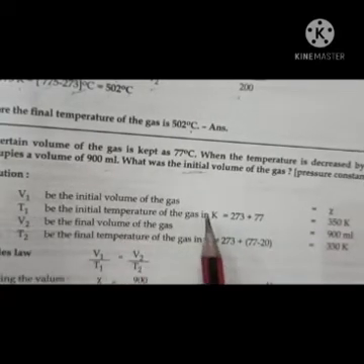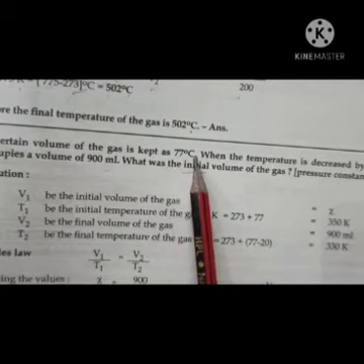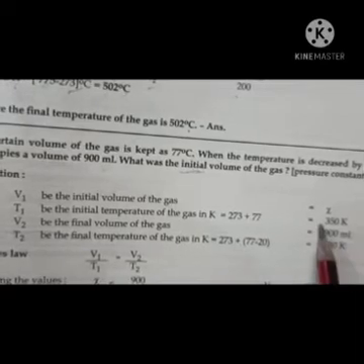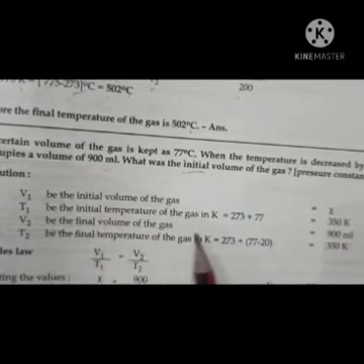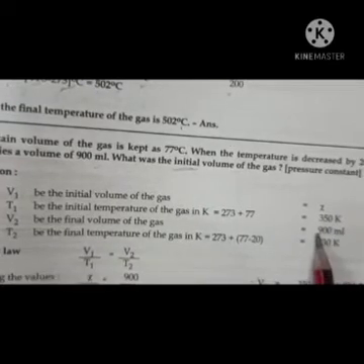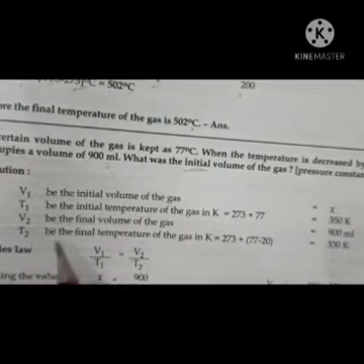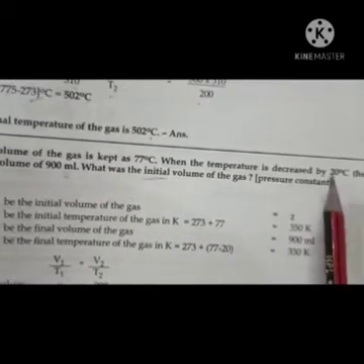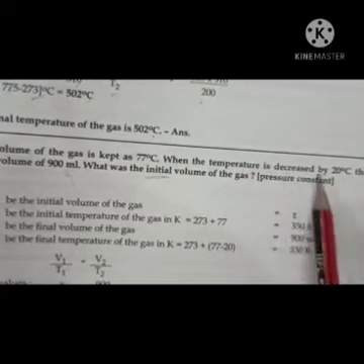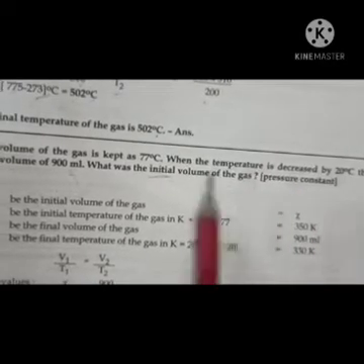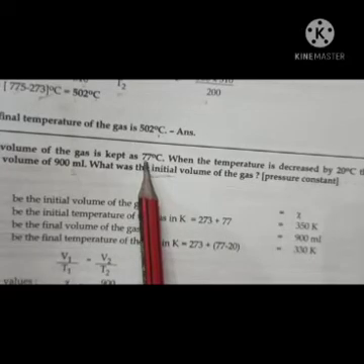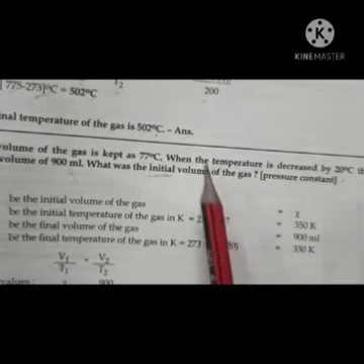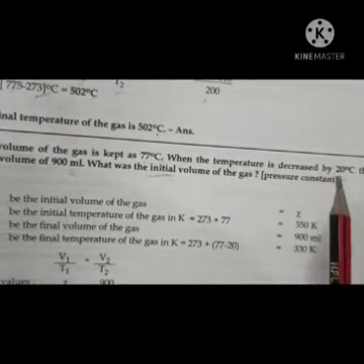T1 is the initial temperature, and it is given as 77 degrees Celsius. So convert it into Kelvin: 273 plus 77, that is your 350 Kelvin. And the final volume of the gas is given in the question, that is your 900 ml, and the final temperature is given by the 20 degrees. Here it is saying the temperature is decreased by 20 degrees Celsius. Means earlier the temperature was 77 degrees Celsius, and now it is decreased by 20 degrees Celsius. So 77 minus 20 is your 57, right?